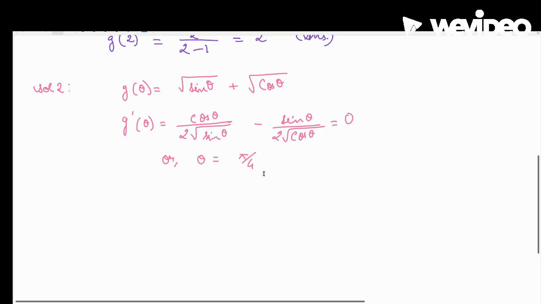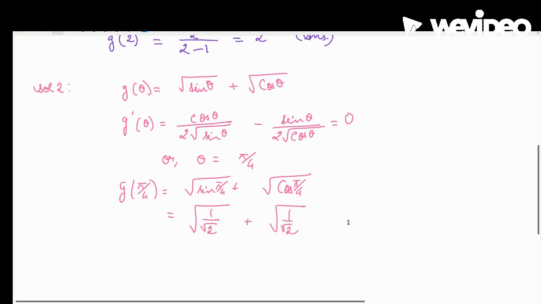So now we know that one of the extreme values is at theta equal to pi by 4. So putting that value, we have g of pi by 4 equal to root of sine pi by 4 plus root of cos pi by 4. So that is root of 1 by root 2 plus root of 1 by root 2, and that will be 2 times 1 by 2 to the power 1 by 4, and that is nothing but 2 to the power 3 by 4. So this is one of the extreme values.